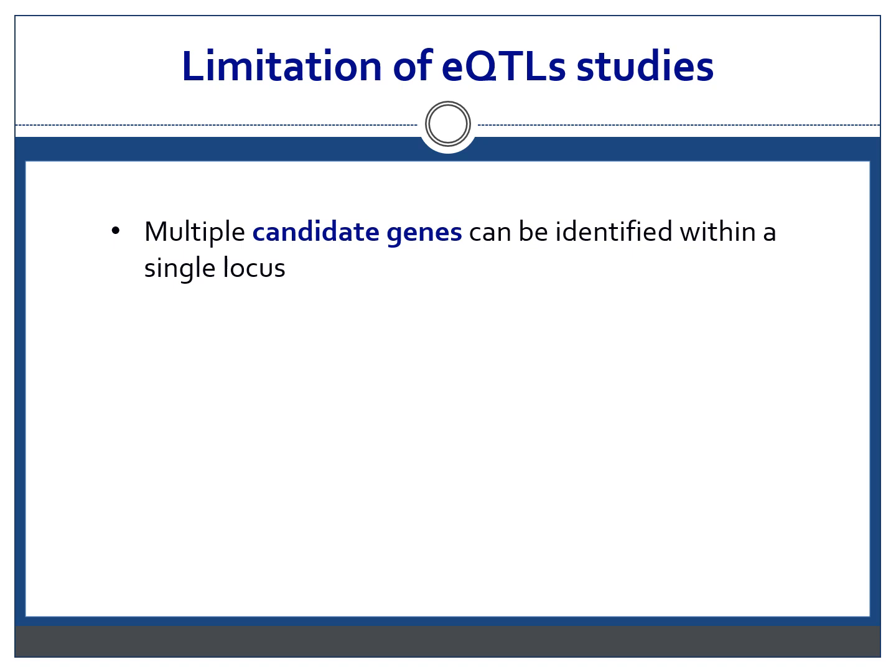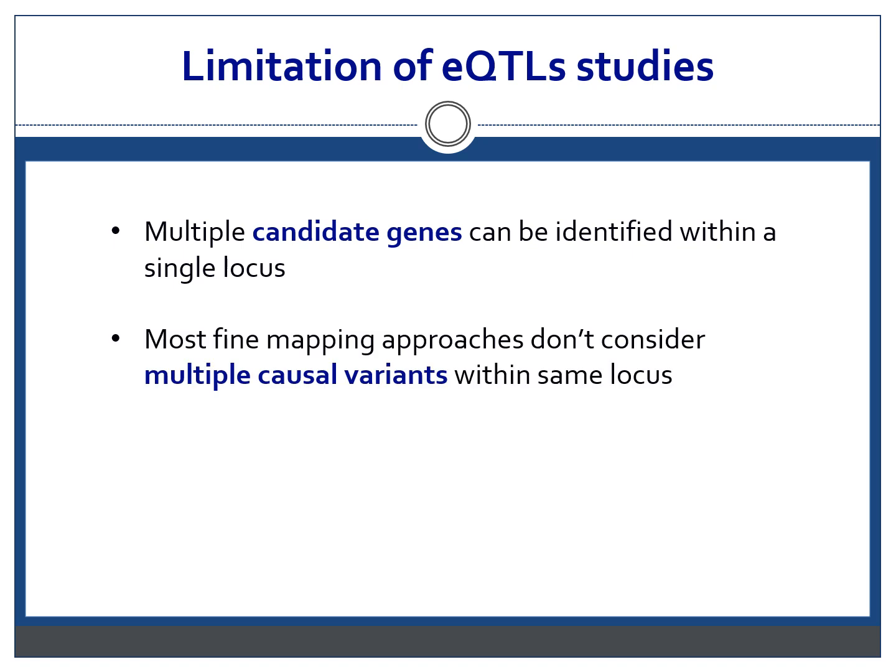eQTL studies can have certain limitations. First, multiple candidate genes can be identified within a single locus, making interpretation difficult and requiring functional validation. Secondly, most fine mapping statistical approaches don't consider multiple causal variants within the same locus. However, with the recent literature, we know that within a single locus, multiple causal variants as well as multiple causal genes are possible that can be influencing the phenotype.